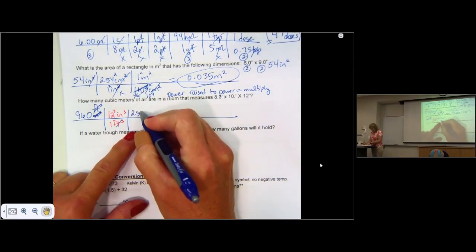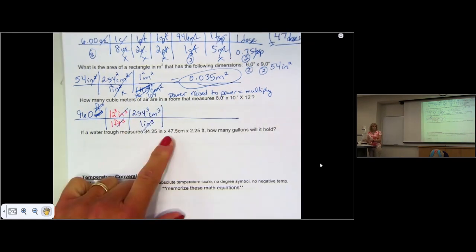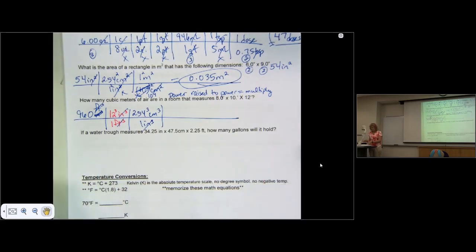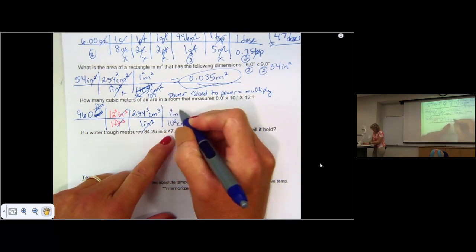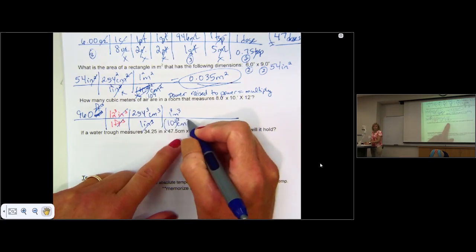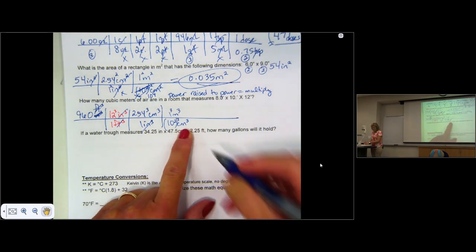2.54. Good. Now, this is the part that people get stuck on. Right now, stop cubing and just simply tell me what is the relationship between centimeters and meters. 10 squared centimeters in 1 meter. So now if we go back and cube all of this, that's what it looks like. 10 squared cubed, centimeters cubed. Centimeters cubed cancel, and now you're in meters cubed.